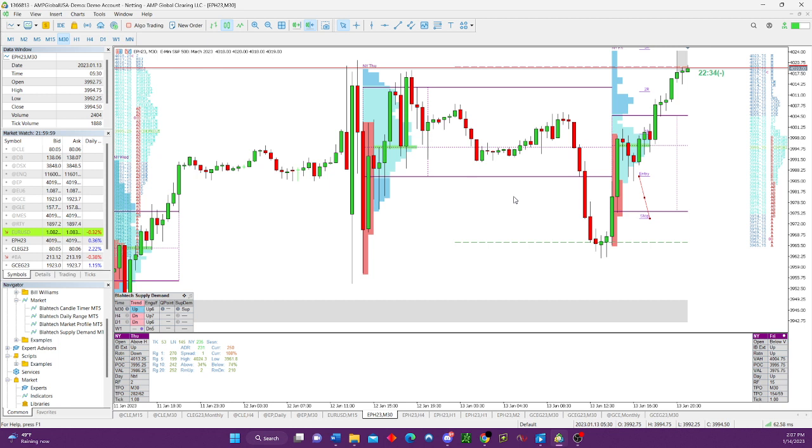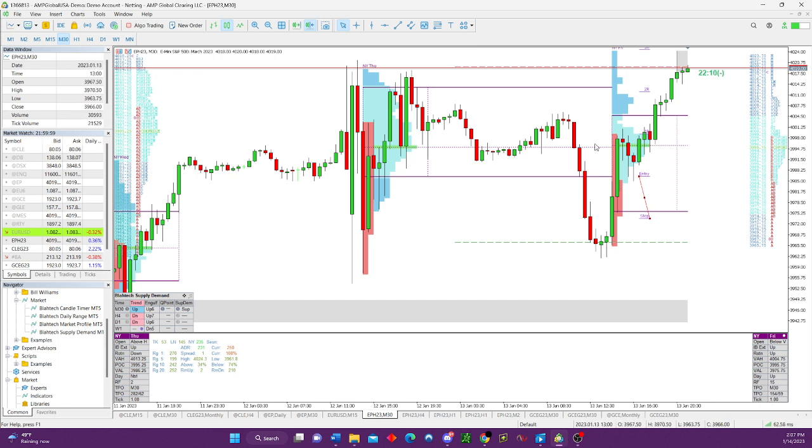I use that to gauge market sentiment. Where we open today in relation to yesterday's value area is how I use value area to gauge market sentiment. I also use market profile, which are these letters here you see in the middle of the screen on the right hand side.